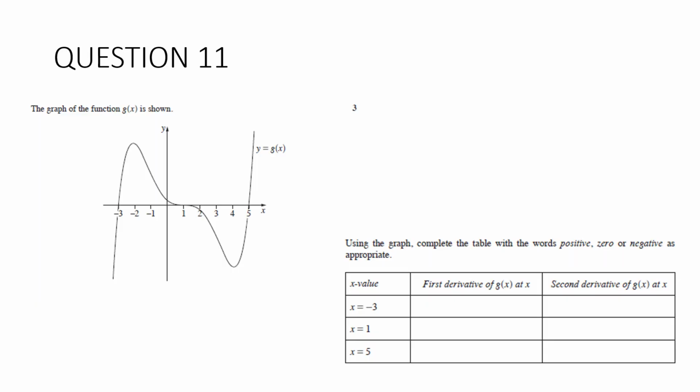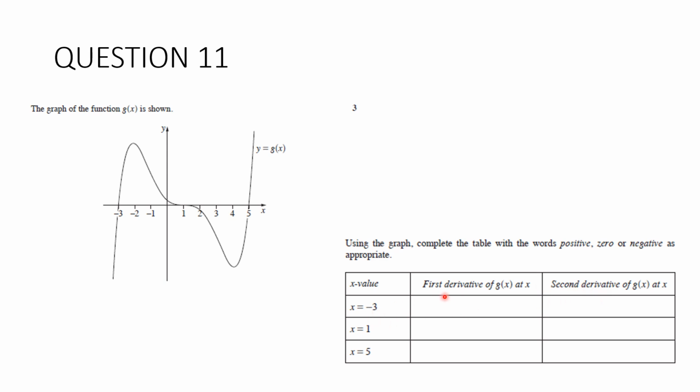Question 11. The graph of the function g of x is shown. Using the graph, complete the table with the words positive, 0 or negative as appropriate. From the table we can see various x values. We want to know the sign of the first derivative and the sign of the second derivative at those points. So let's start with our first derivative.